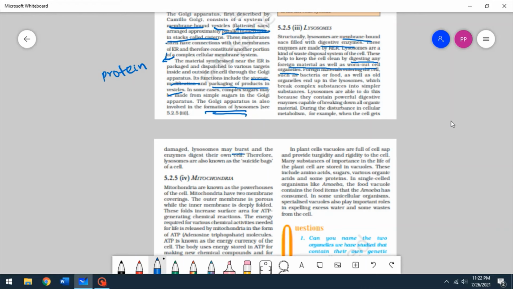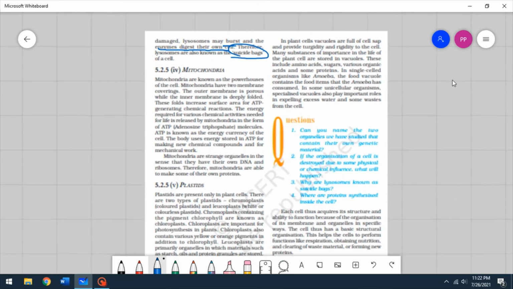lysosomes also burst and digest the enzymes in their own cell. That's why they're also known as the suicide bags, because they kill themselves to protect the cell, and because they kill themselves, they're known as the suicide bags. And then we have mitochondria, known as the powerhouses of the cell. This is probably the most famous cell organelle.